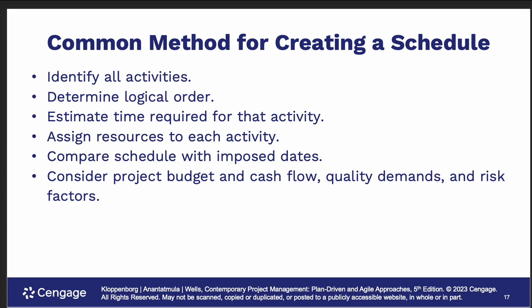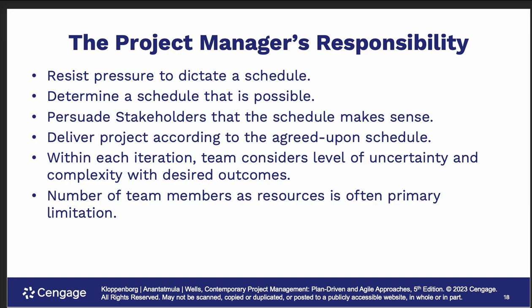So, resources to different activities. Sometimes money can make up for schedule deficiencies. Imposed dates may make sense, but they may be, hey, this is drop dead. We promise this. This is contractual. And budget, cash flow, quality demands. The higher the quality requirements, the longer things tend to take.